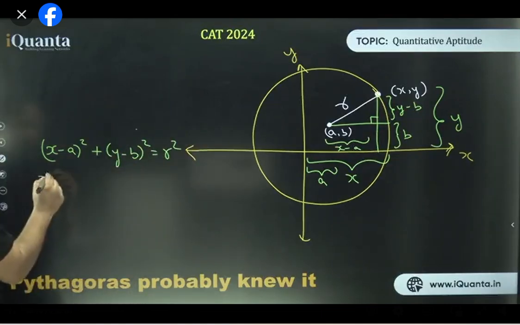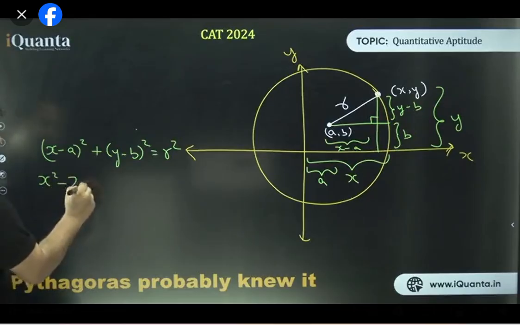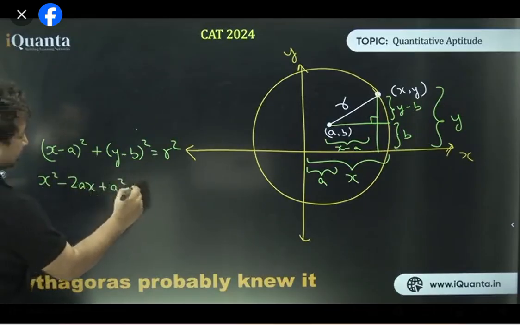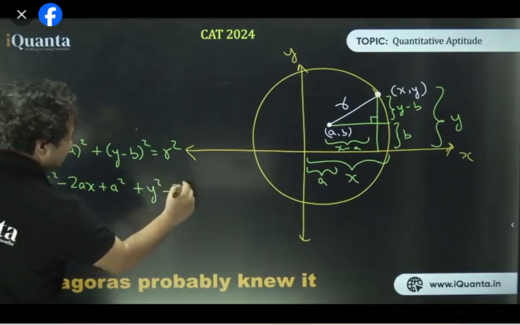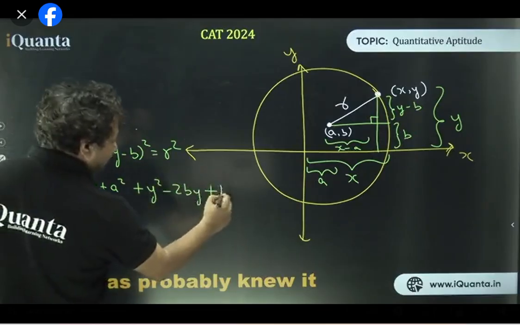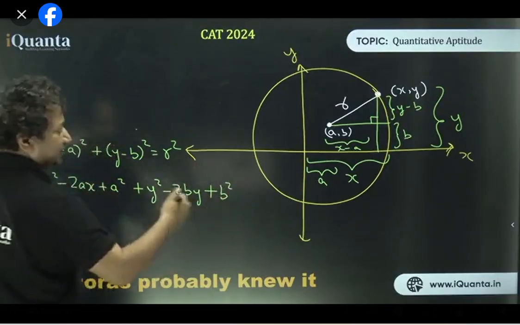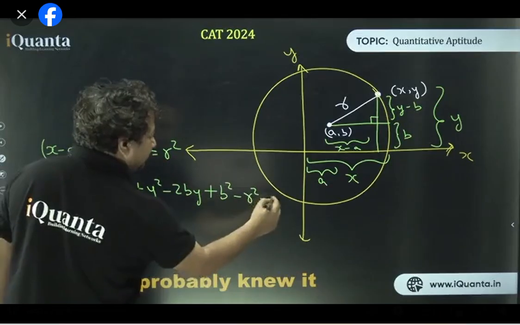Isn't it simple? Let's expand it. So I'll get x square minus 2ax plus a square plus y square minus 2by plus b square. R square को इधर ले आते हैं. Minus r square is equal to 0.